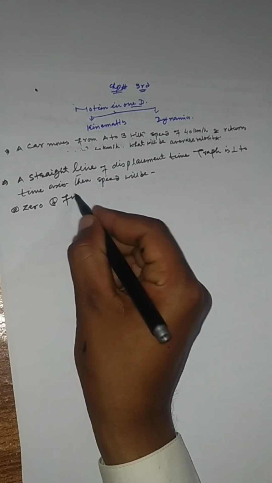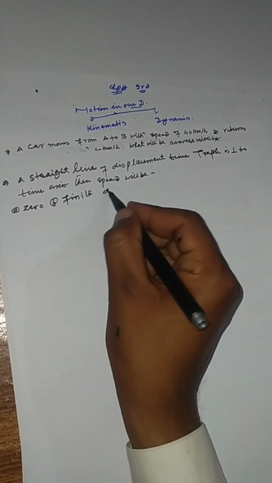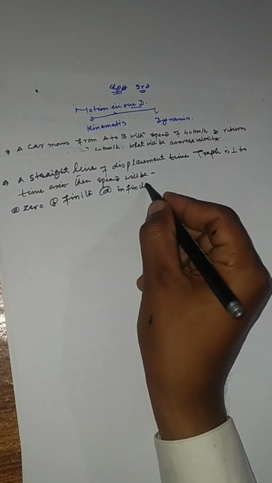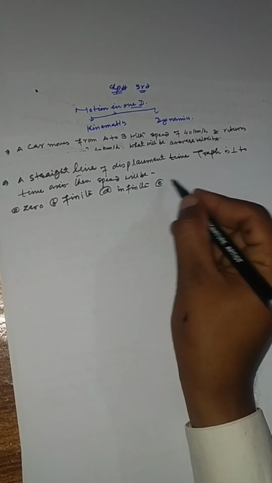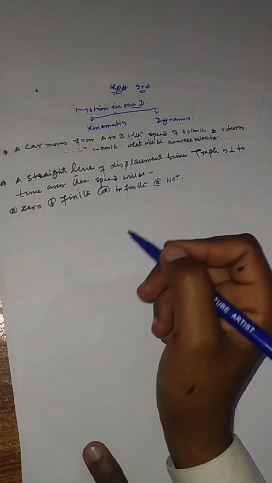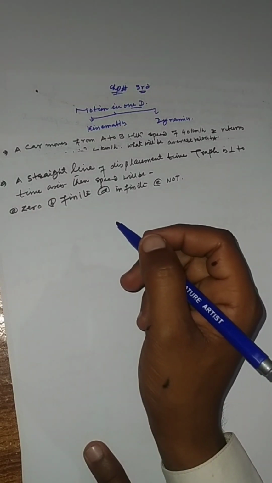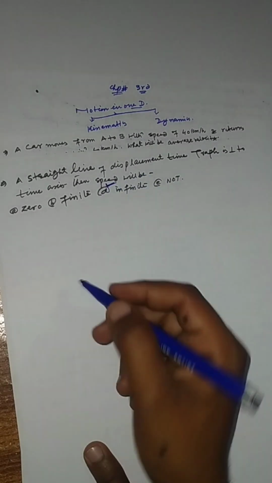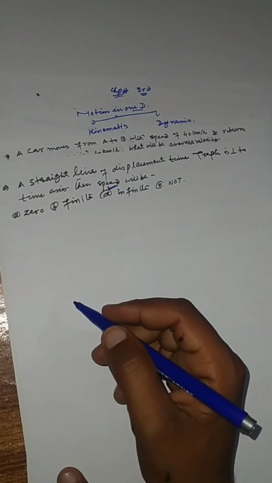or it may be finite or infinite, or option B, E, none of these. Then what will be the correct answer? If the line is perpendicular to the time axis, then time will be equal to 0, and s over 0 gives the answer infinite.